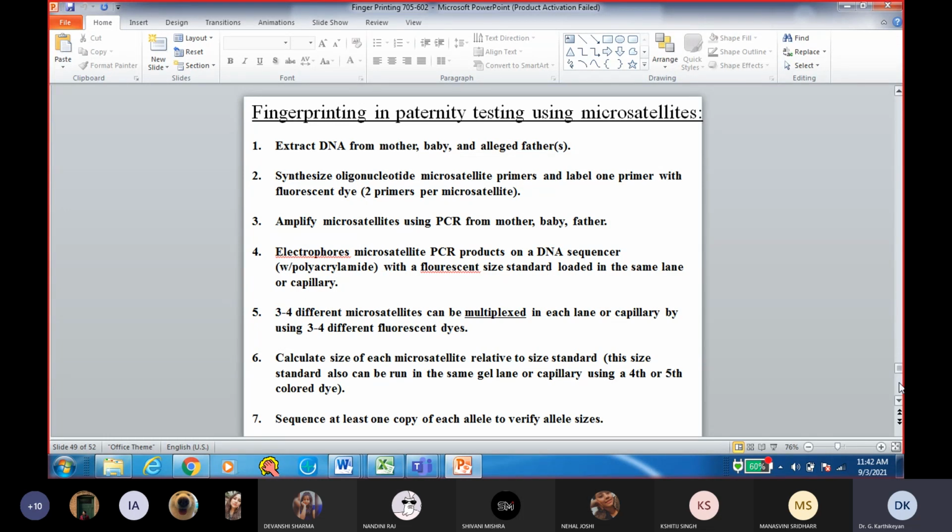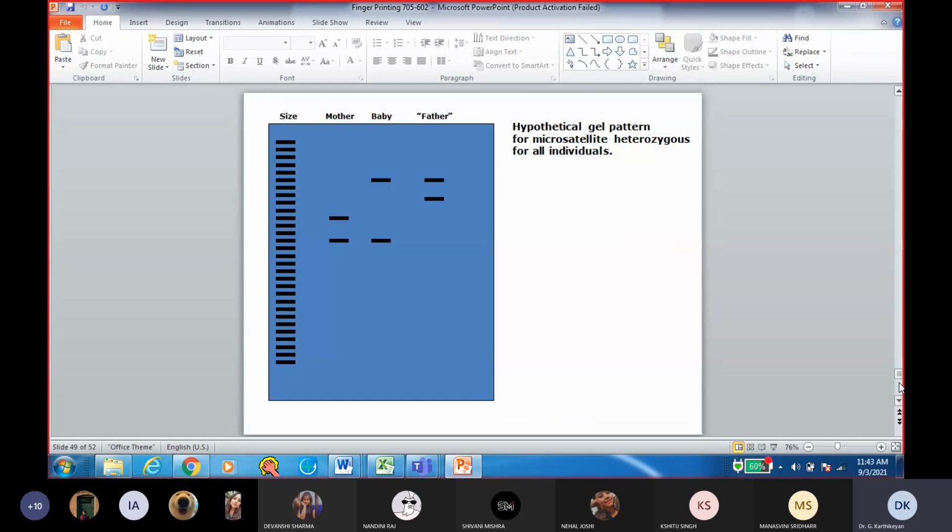These microsatellites are amplified using PCR from the mother, the baby, and the father. Then you run an agarose gel or acrylamide gels, depending on what you're looking at, along with a fluorescent size standard. Three to four different microsatellites can be multiplexed because the sizes are different. The size of each microsatellite relative to the reference standard can be calculated, and sometimes they might sequence at least one copy of each allele to verify it.